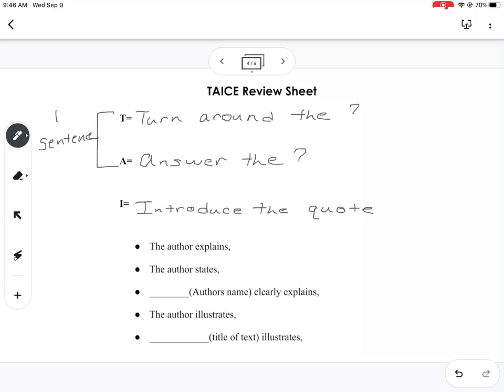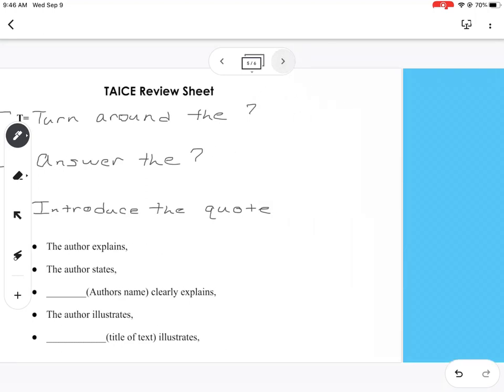Now, I have some examples of what you might use to introduce the quote. So we have things like the author explains, the author states, insert author's name here, clearly explains, the author illustrates, and the title of the text illustrates. These are 5 really basic examples, but they get the job done. If you just need a really basic quote introduction, these 5 are a good place to start.